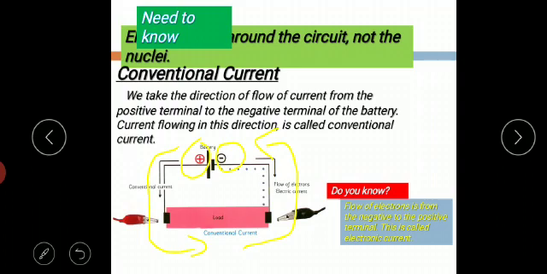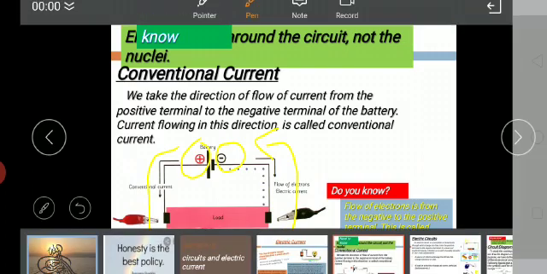Okay students, do you know the flow of electrons is from the negative to the positive terminal? This is called electronic current. Yes students, what is electronic current? The flow of electrons from the negative to the positive terminal is called electronic current.